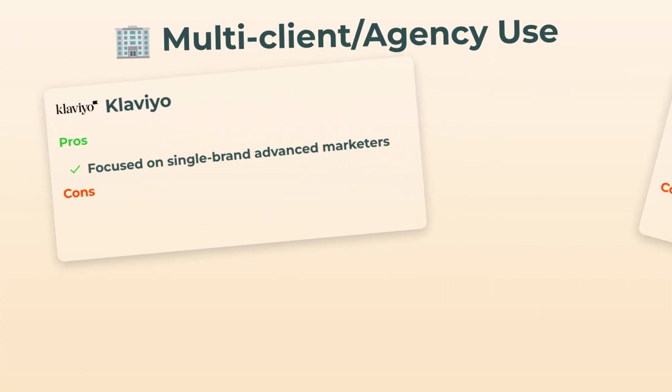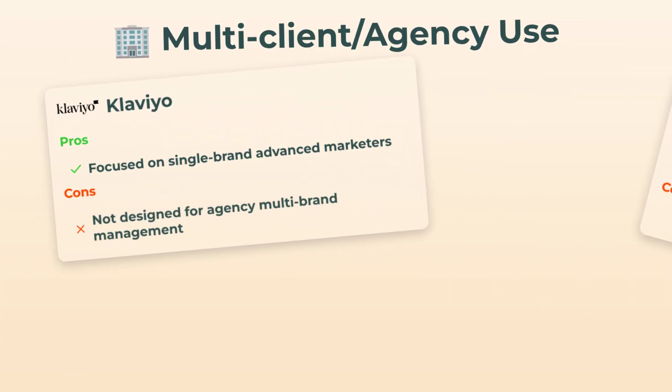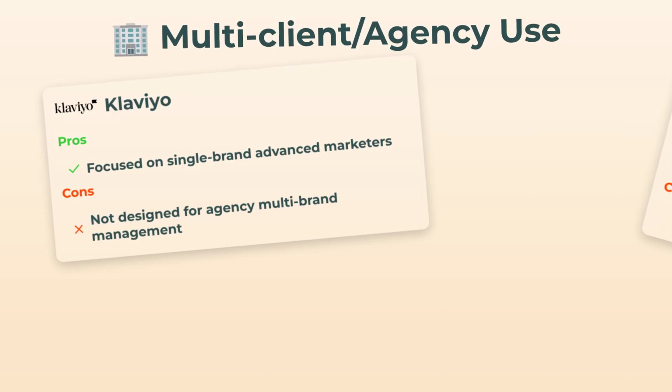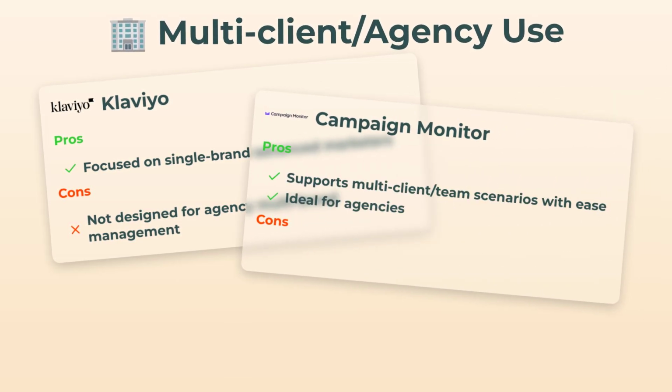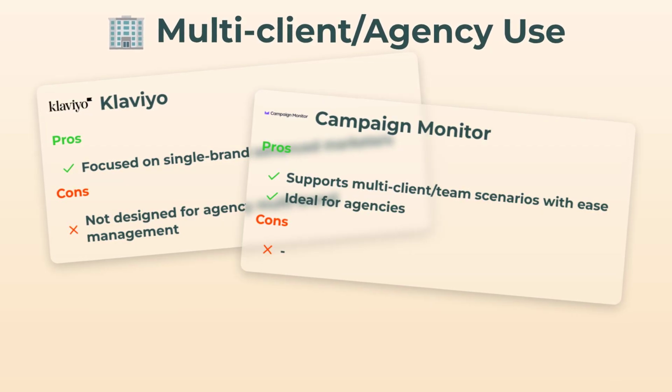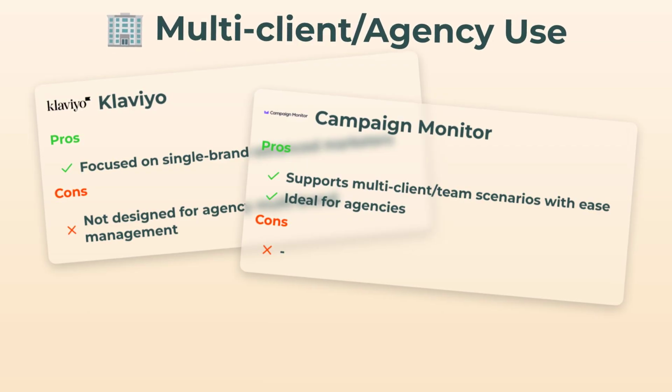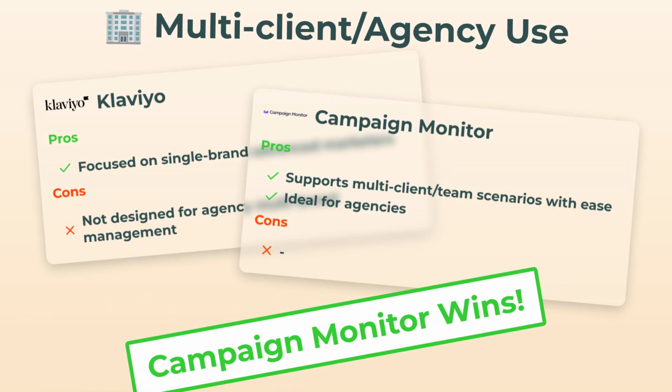Multi-client or agency use. Klaviyo, honestly, feels like it's made for single brands. That one marketer going deep. If you're an agency juggling a bunch of clients, it's kind of clunky and not set up for true team management. Campaign Monitor, though, oh, this is where it shines. Built for teams. Multi-client workspaces, great for agencies. If you manage campaigns for others or need slick team workflows, Campaign Monitor is the clear pick.